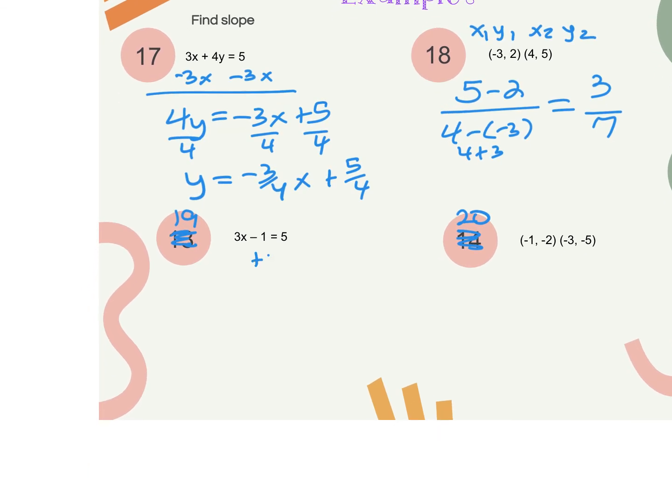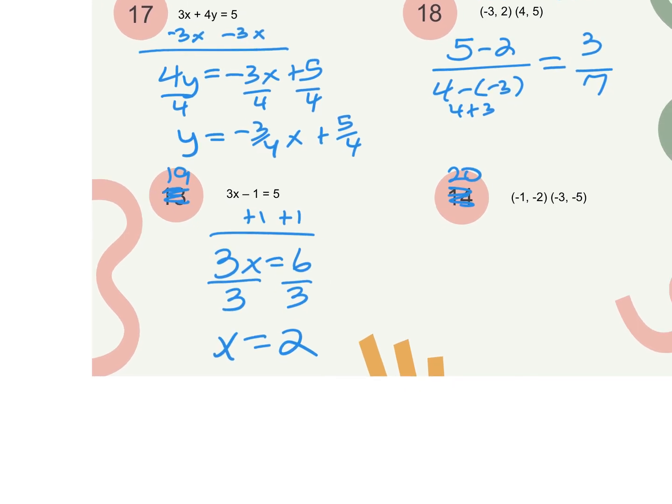Number 19, add the 1. 3x equals 6. Divide by 3. X equals 2. Remember, when x equals 2, this is a vertical line. So my slope here would be DNE. It's undefined.